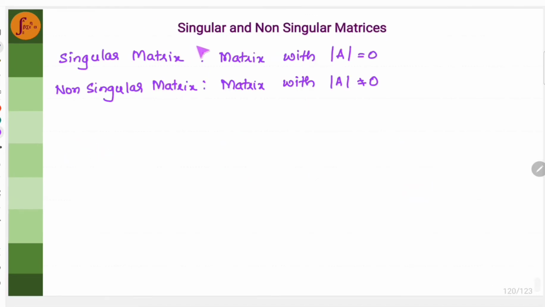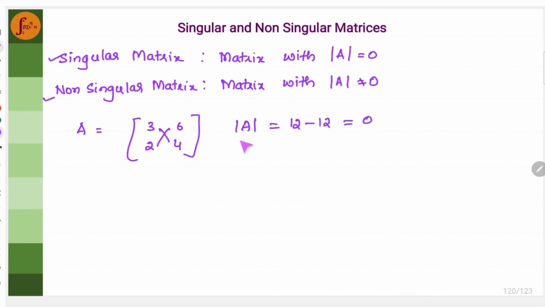Let's go through a topic on singular and non-singular matrices. Very simple topic. If the determinant of any matrix is 0, then it's called a singular matrix. If the determinant is not equal to 0, then it's called a non-singular matrix. Let's take an example. Say matrix A is 3, 6, 2, 4. Now let's find the determinant of this. Determinant would be 3 into 4, 12, minus 12. So 0 is the answer. Therefore this is singular.